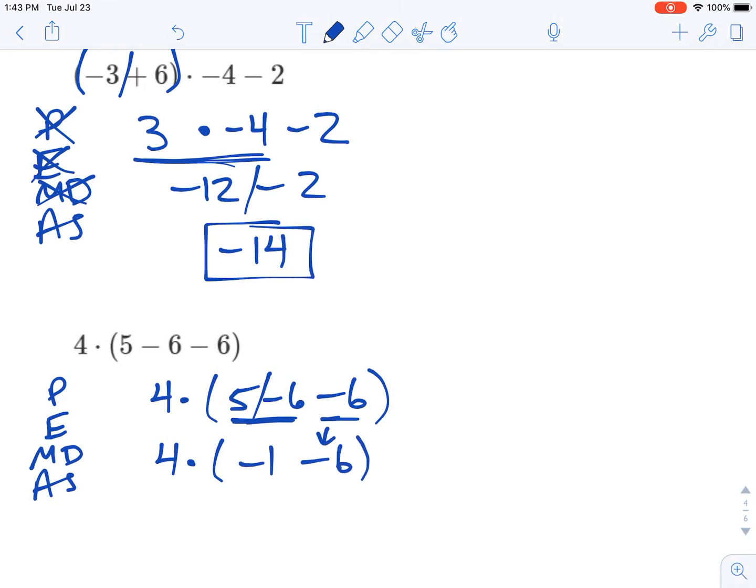Bring that down. So I have parentheses here to take care of, so let's do that. -1 minus 6 would be -7. And then we just do our last step, which is the multiplication. 4 times the -7, now that our parentheses are all done, would be our answer, which is -28. And that's how we do order of operations for pretty basic examples.